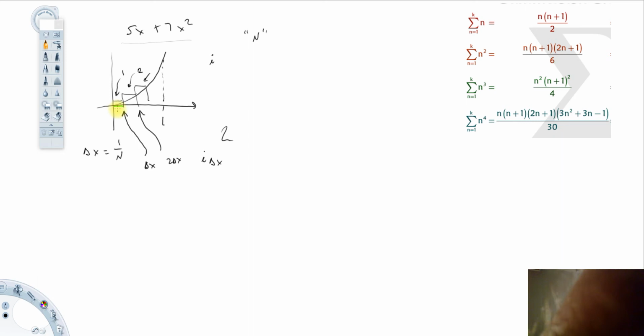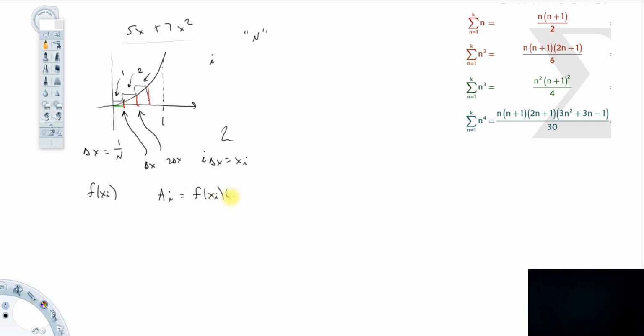The height of the rectangle, that's this little distance in red here, like here and here and here. That's the function value at the x coordinates we want. I usually call those in my videos f of x sub i. So the area of the ith rectangle, you want this to be general, is equal to the red distance, which is f of x sub i, times the green distance there, which is delta x.